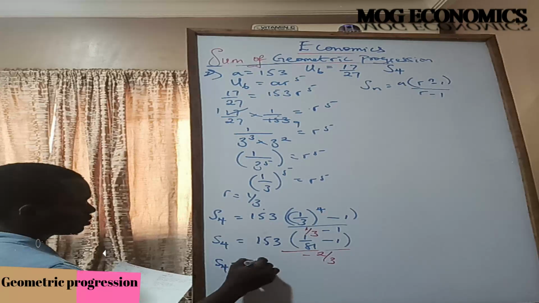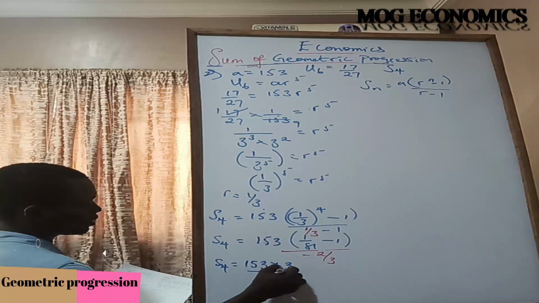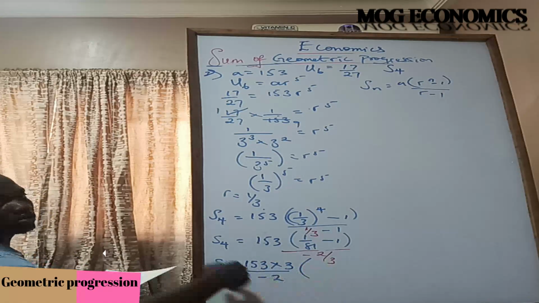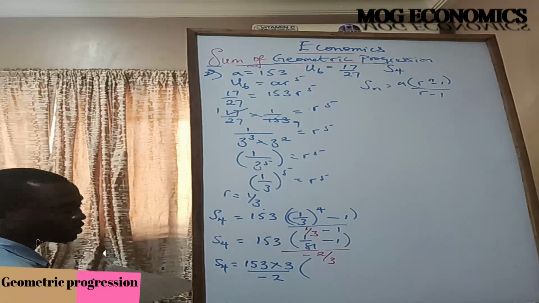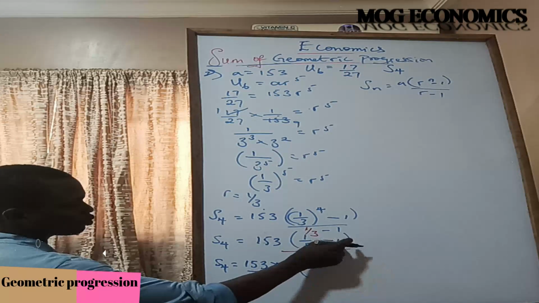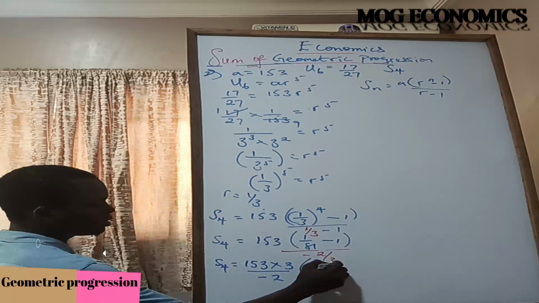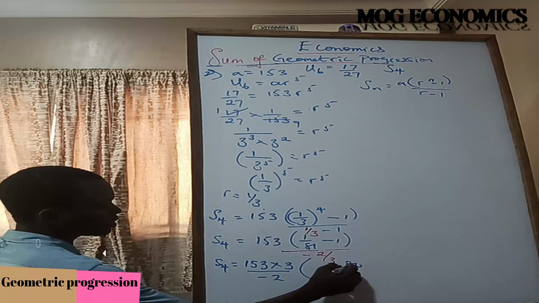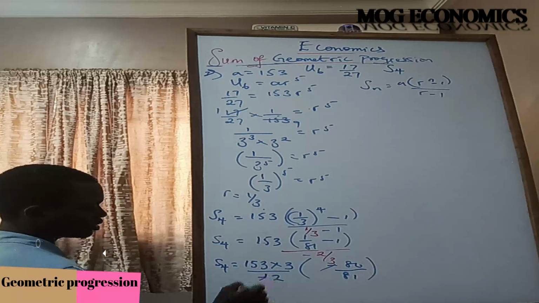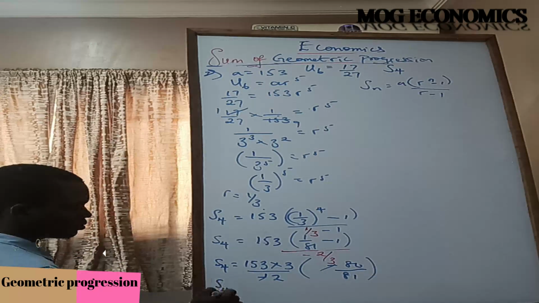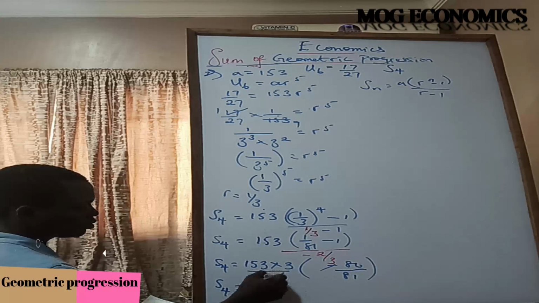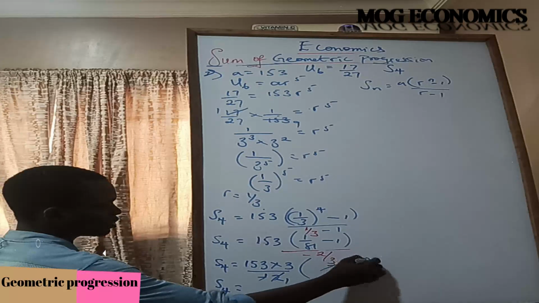So S4 equals 153 times 3 over minus 2 into brackets. 153 divided by minus 2 over 3 is the same as 153 times 3 over minus 2. So 1 over 81 minus 1, you have to take 80 away from 1 for this guy to subtract it. So minus 80 over 81. This cancels this minus here. So S4 also 153 times 3. I can do 2 here 1, 2 here 40.